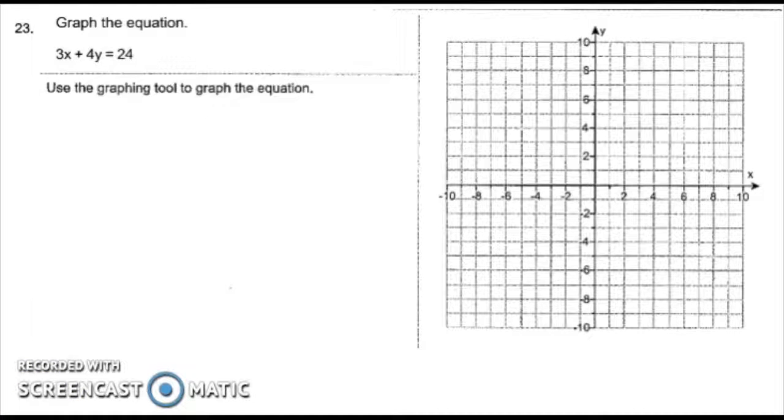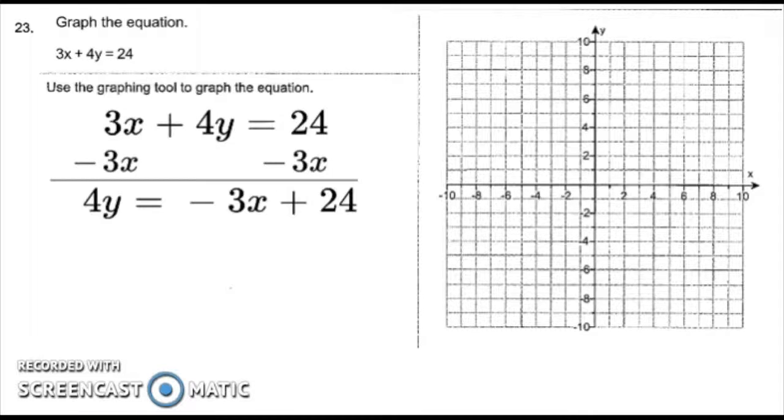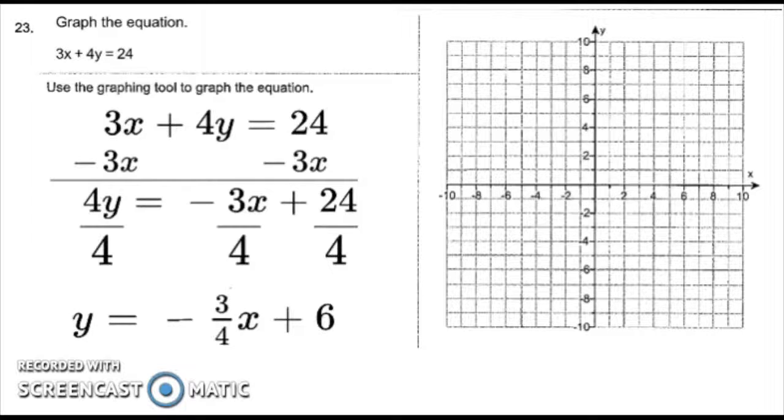23, it says graph the equation. So we need to put this in slope-intercept form first. So solving this for y, subtract 3x on both sides, we get 4y equals negative 3x plus 24. Divide everything by 4, we'll get y equals negative 3 over 4x plus 6. 6 being the y-intercept, and negative 3 over 4 being m.